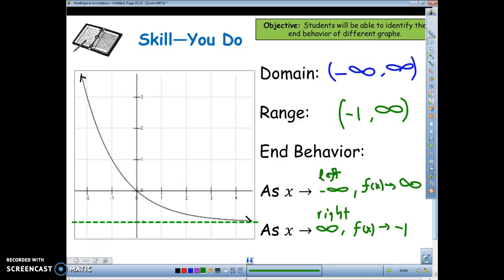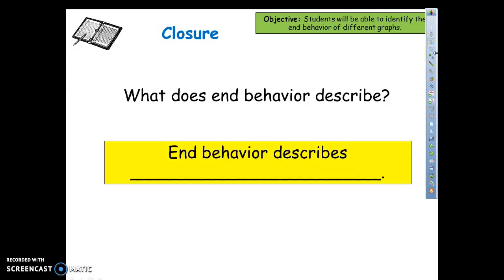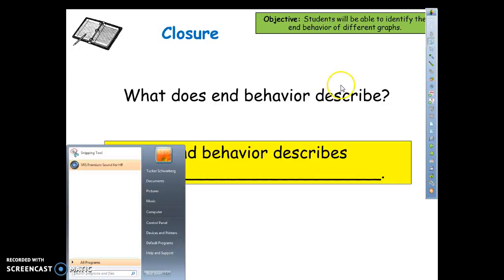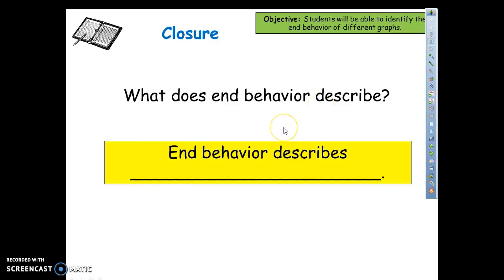Pretty simple. What happens as I go to the left? Do I go up, down, or towards an asymptote? What happens as I go to the right? Is it up, down, or an asymptote? Okay, and our closure is, what does end behavior describe? Okay, and again, I just talked about this. End behavior describes what happens in the end, right?